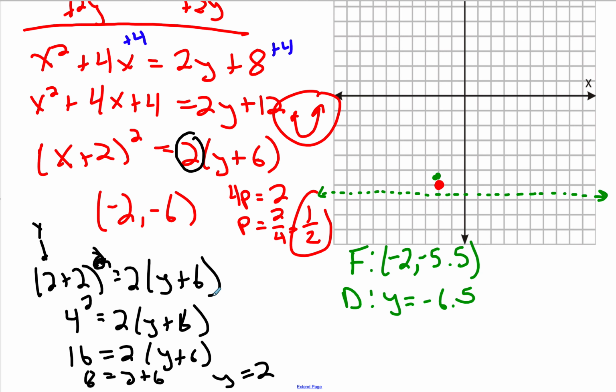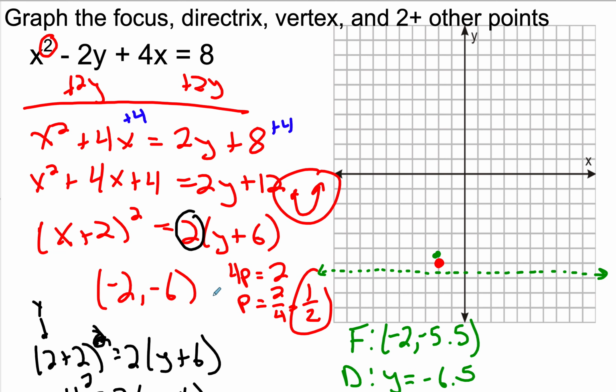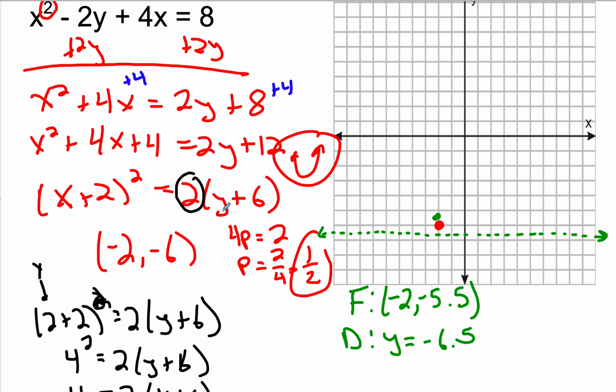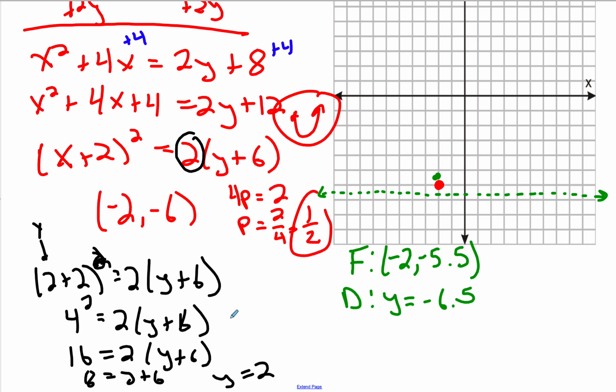Okay, let's double check this. So plug in 2: 2 plus 6 is 8, 8 times 2 is 16. Plug in 2, 4, 16. So what was our point? x was 2, y was 2.